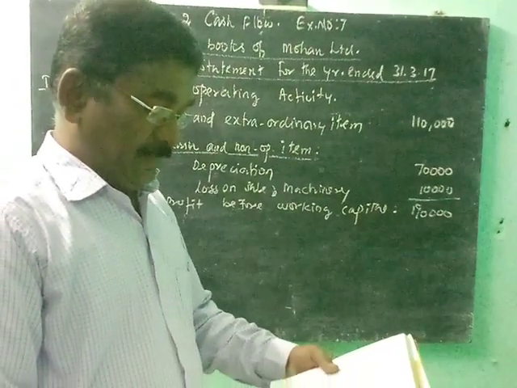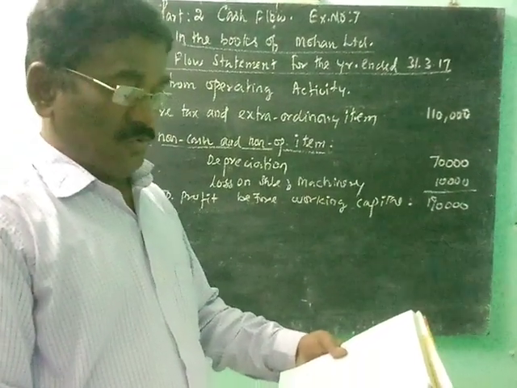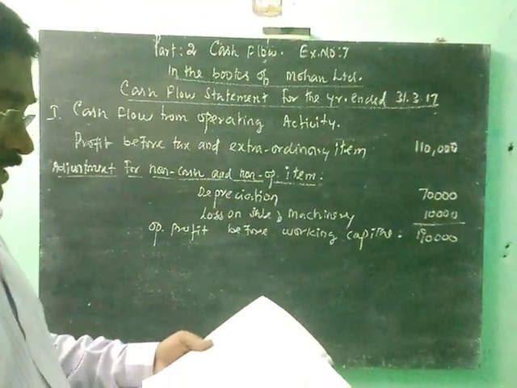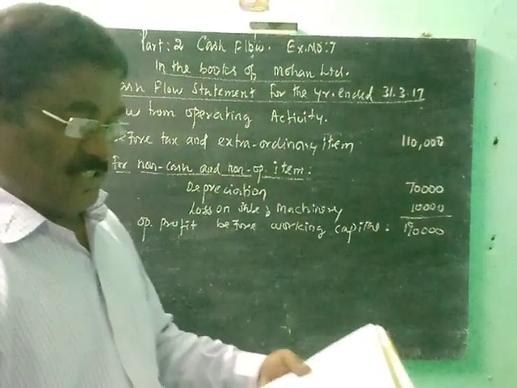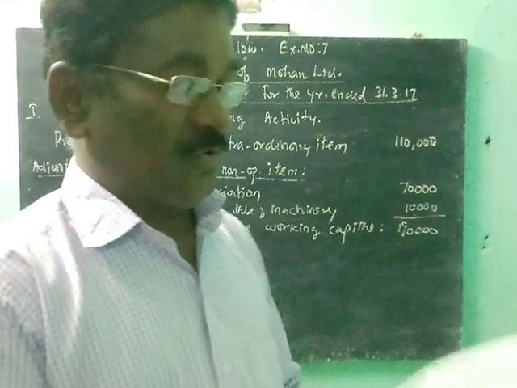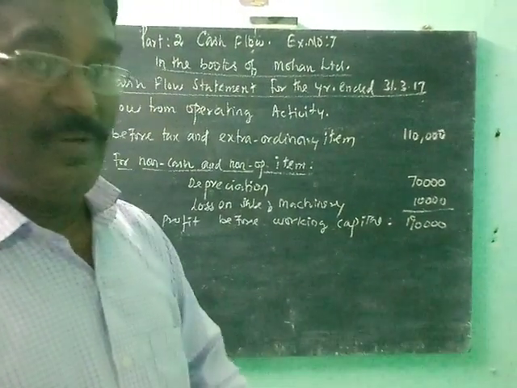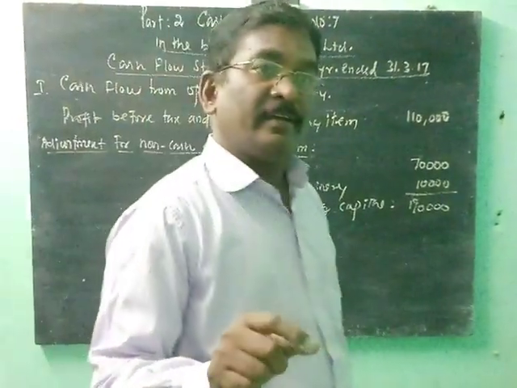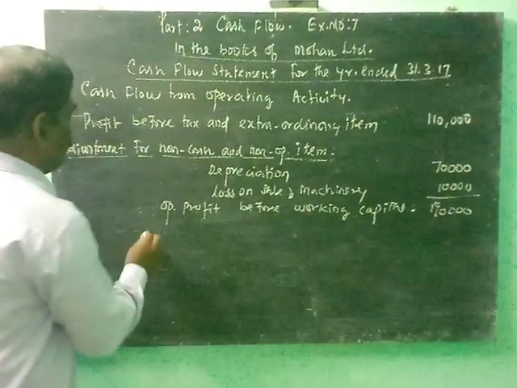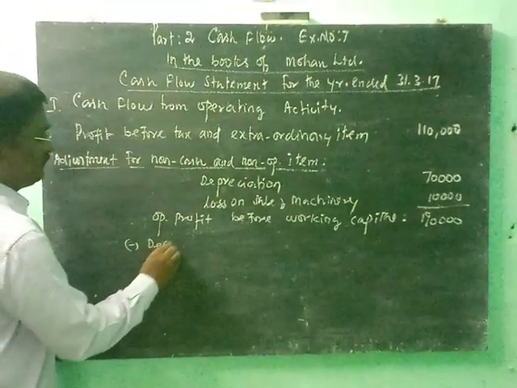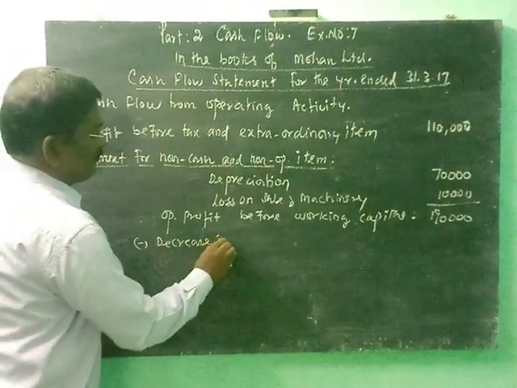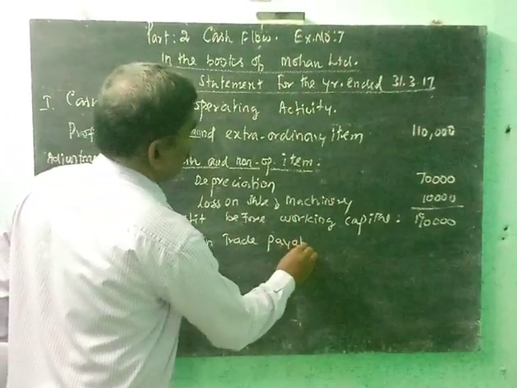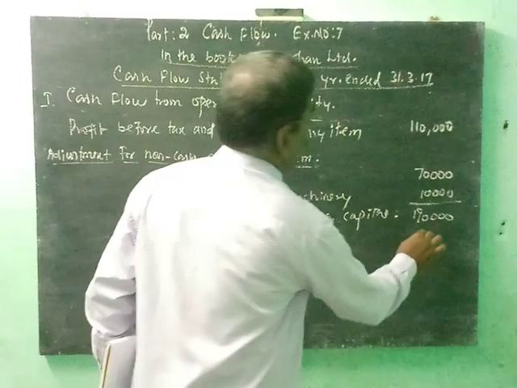Current liabilities: trade payable and short-term provision. Short-term provision, note number 2, is proposed dividend. So no problem. Trade payable: last year balance 1,40,000, current year balance 1,20,000. So trade payable decreased. That means the liability was paid. That is cash outflow. So minus decrease in trade payable. How much? 20,000.